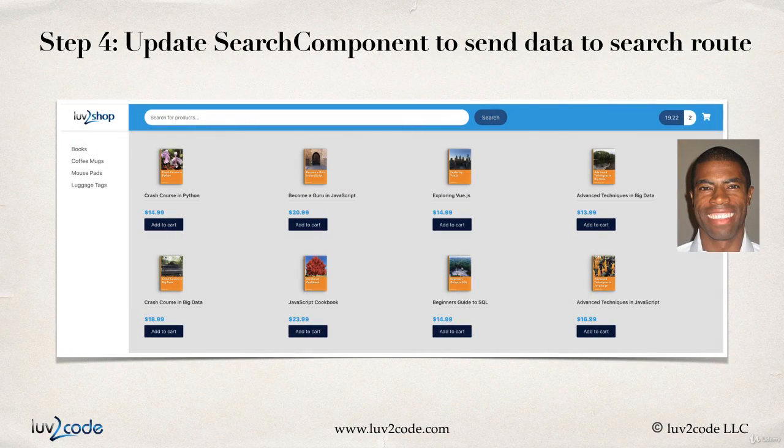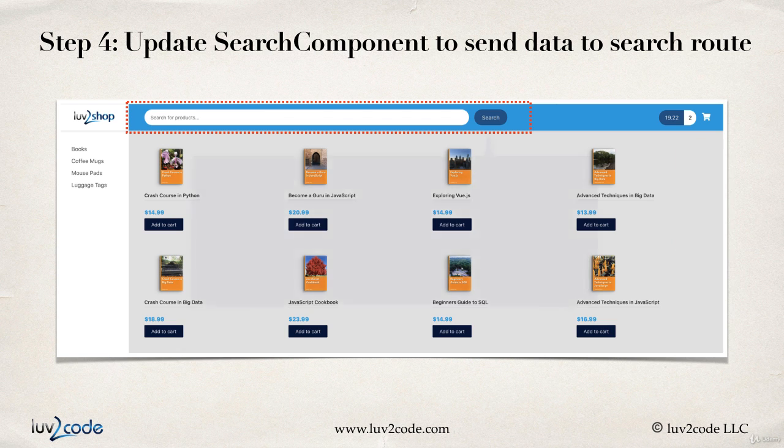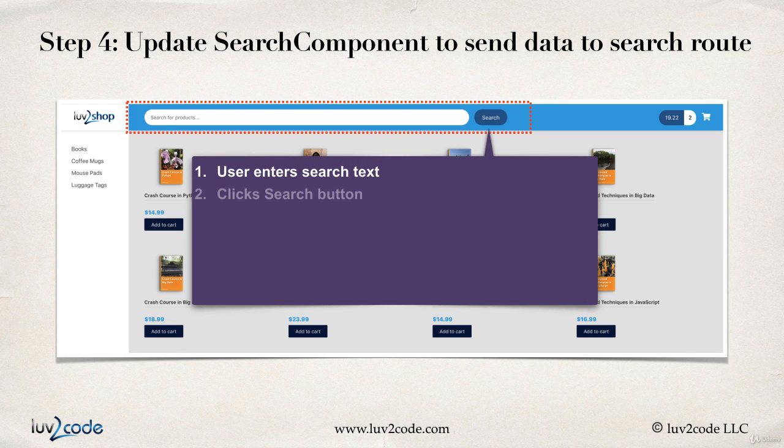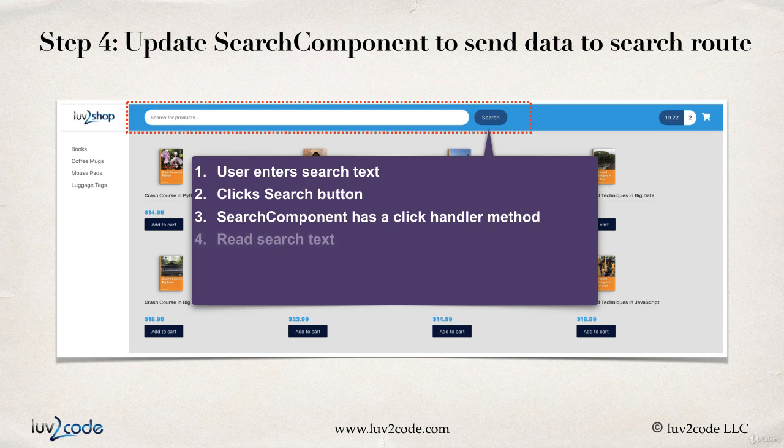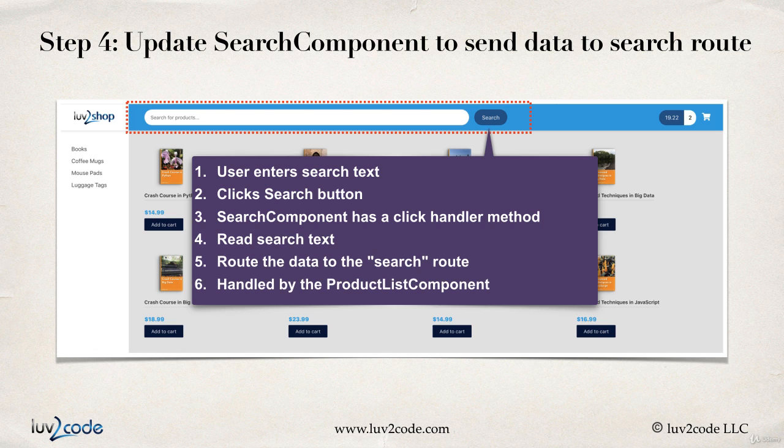Alrighty, so let's move back in here with step 4 of updating the search component to send data to the search route. So the user is going to enter their search text. They're going to click the search button. Then the search component has a click handler method. So we basically read the search text, we route the data to the search component, and this will be handled by the product list component.